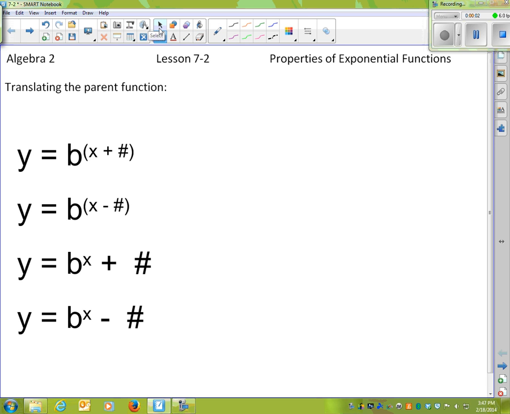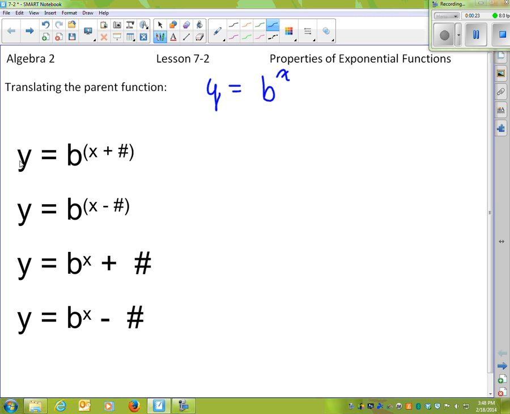In Lesson 7.2, we're going to work more with the graphs of exponential functions. In Lesson 7.1, we learned how to graph the basic function y equals b to the x. In today's lesson, we're going to move that graph left and right or up and down.